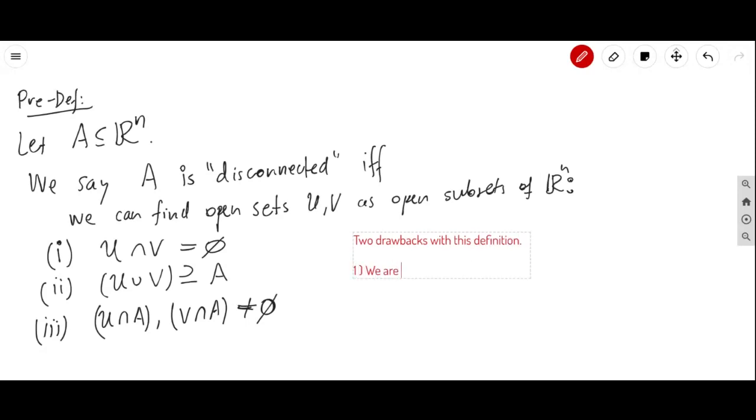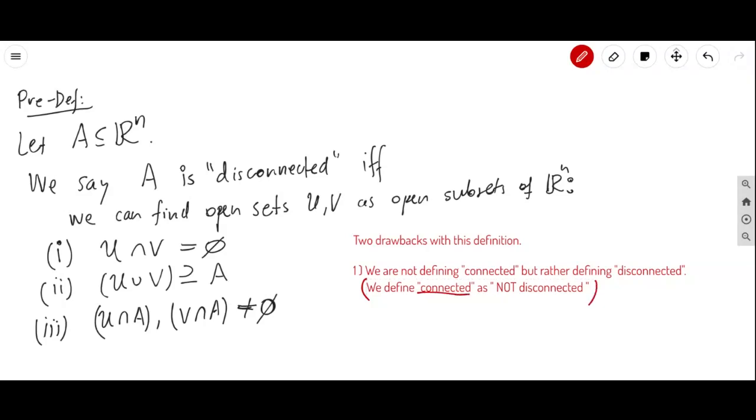The first one is we are not defining connected, but rather defining disconnected. And you can imagine that we probably care about spaces being connected. You can say that disconnected is an undesirable property, and the real property that we want is the property of being connected. That's probably the nicer property. So what you could say is we define connected as not disconnected. But that's a very convoluted way of defining what it means to be connected. So connected is what you want to define, and instead you define something bad, which is disconnected, and then you say connected is when it does not have that bad property. So it works, but it's a very backwards way of doing it. It would be nice if there's a more direct type of definition that one can use.